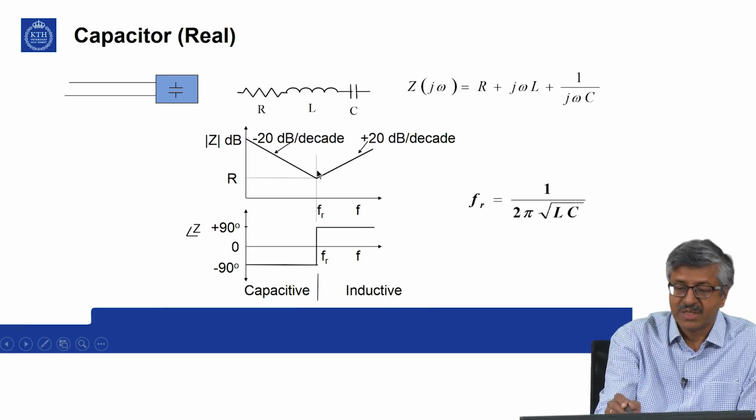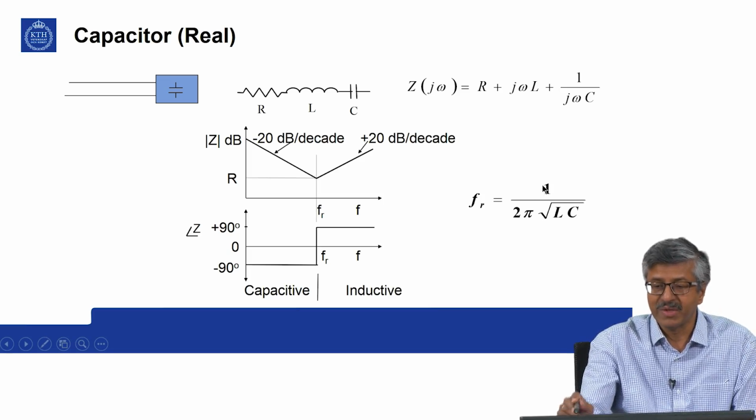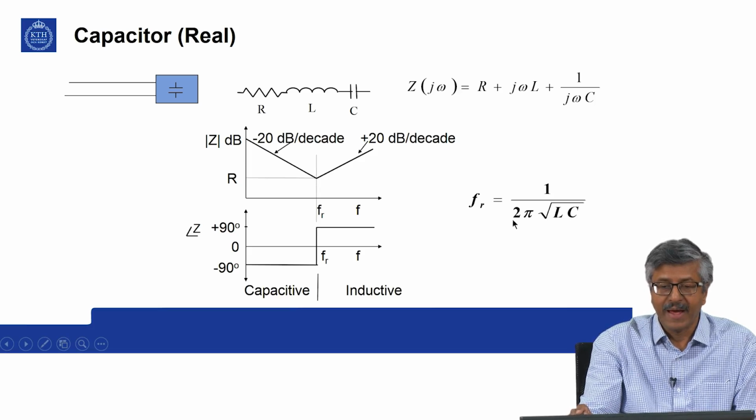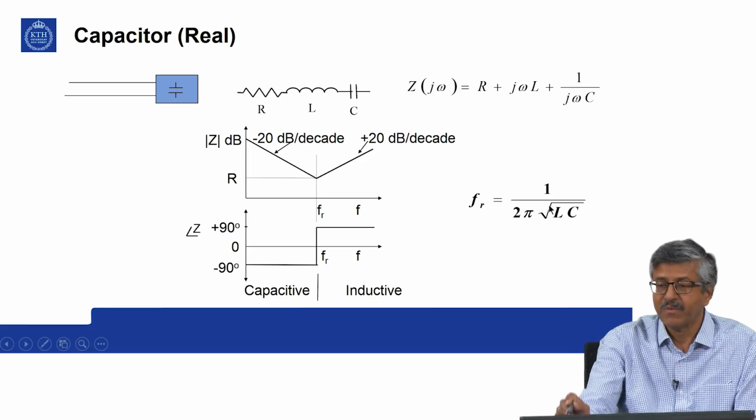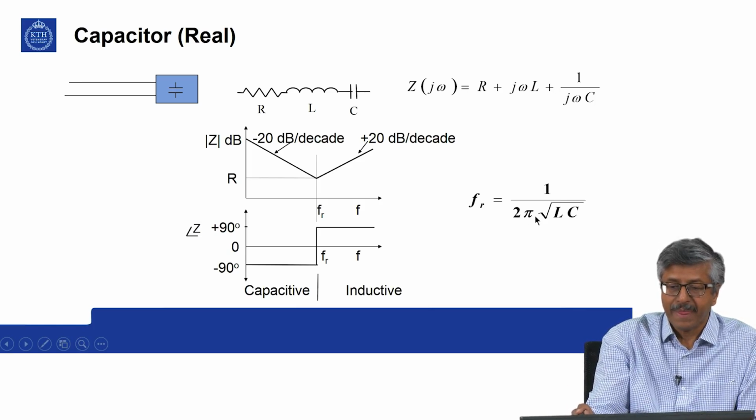So this transition frequency or resonance frequency is given by when these two are equal: j omega L equals 1 by j omega C, and that is given by 1 by 2 pi square root of L C, when these two terms are equal. So, that is the resonant frequency.